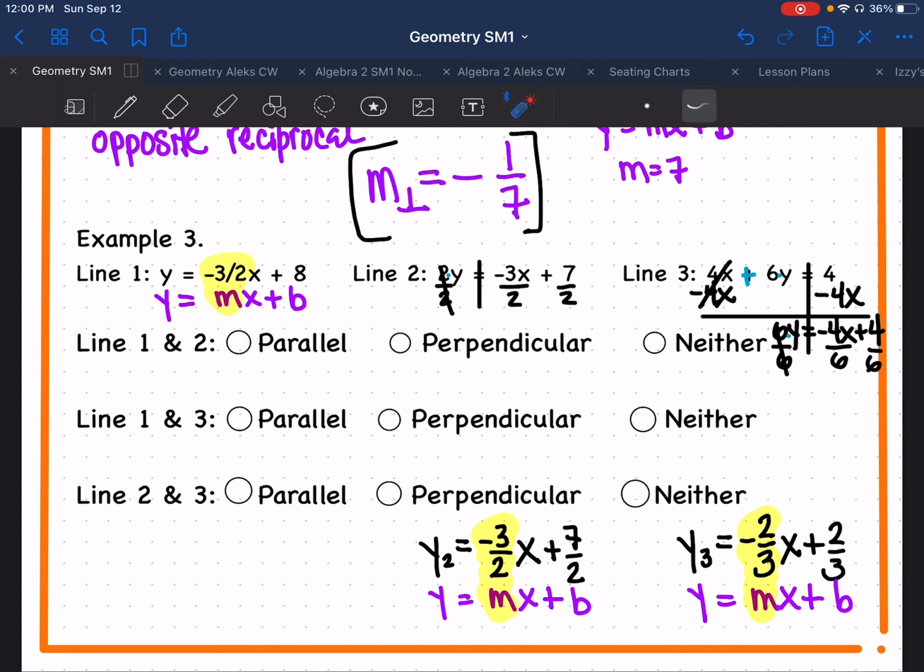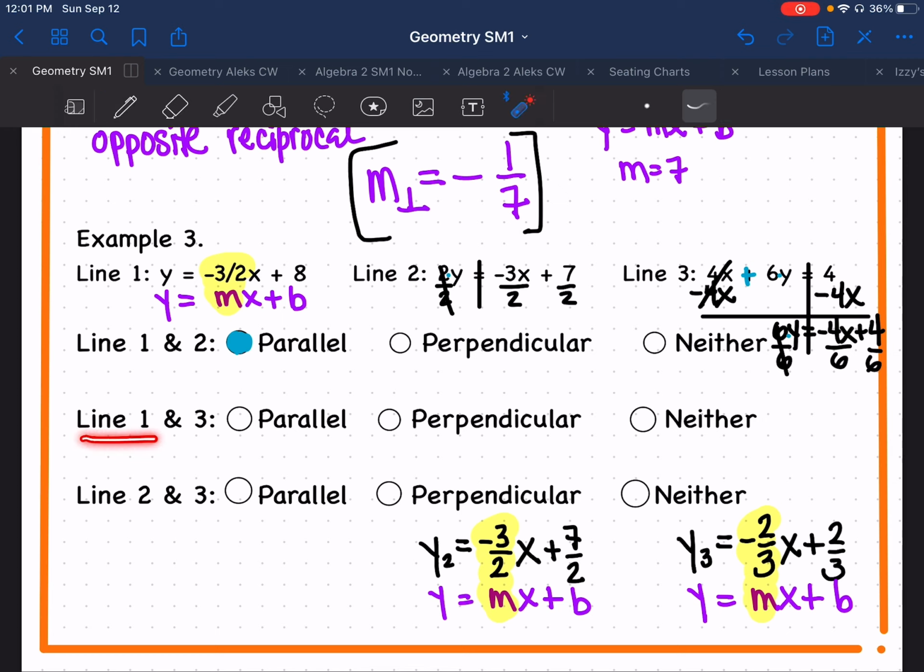All right, let's take a look at lines 1 and 2. Take a look at your slopes, 1 and 2. Do they have the same sign? Negative, negative. Yes, they do. Take a good look at the number. Are they exactly the same? 3 on the top? Yep. 2 on the bottom? Yep. That makes these two lines parallel. These two are parallel.